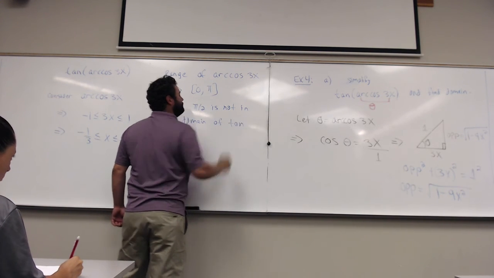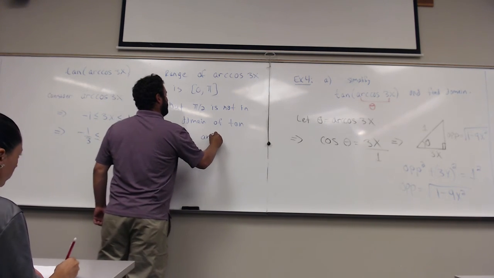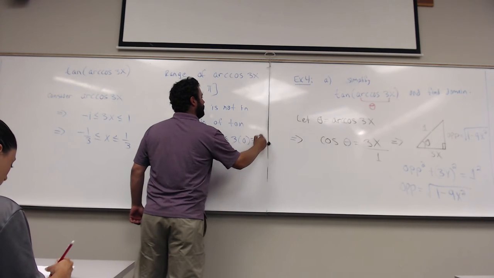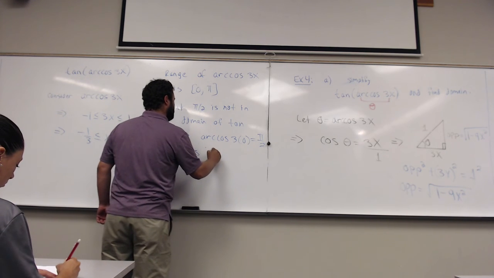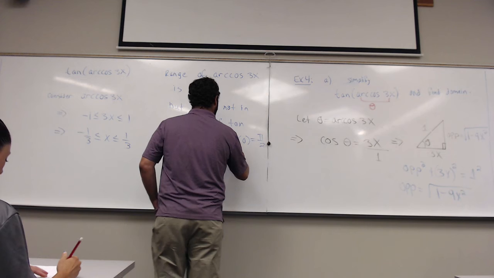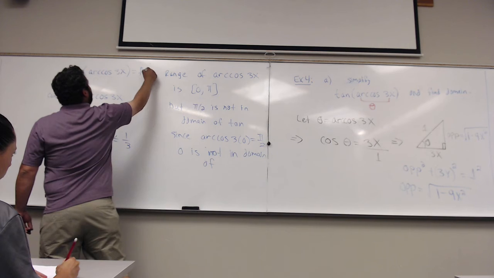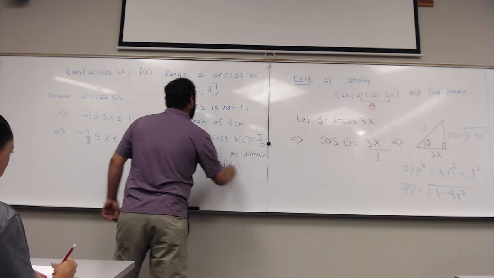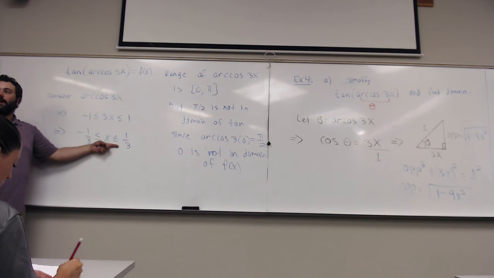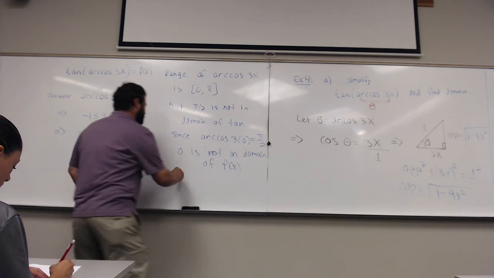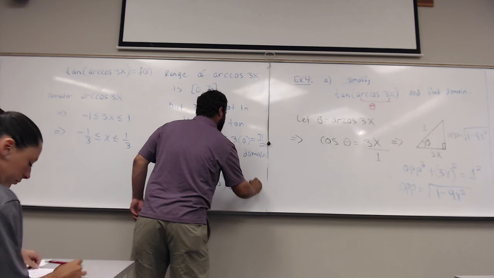And since arc cosine of 3 times 0 equals pi over 2, 0 is not in the domain of the, and this is the last thing I have to say, I'm going to do this because I'm short on time, I'm going to call that f of x. So 0 is not in the domain of our original function. So basically this is my domain, I just have to throw out 0. So the domain D is minus 1/3 to 0 union 0 to 1/3.